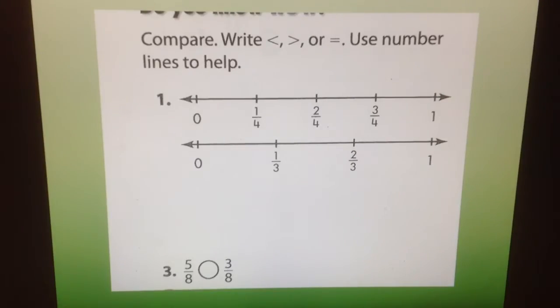5/8 compared to 3/8. Denominator's the same this time, but the numerator is different. What do we do when the numerator's different? When the numerator's different, it's just the larger numerator is the larger fraction. I think that's kind of a simple one.